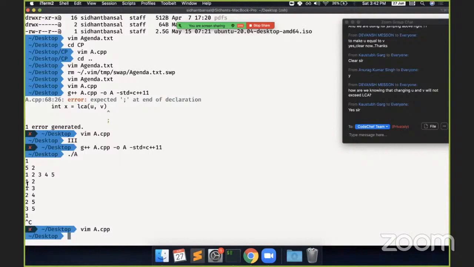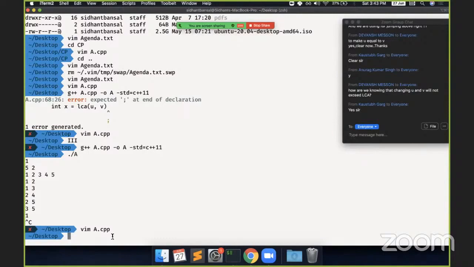Okay, so the tree was this much. Yeah, so 1 had two children, 2 and 3, right? And 2 had two children, 4 and 5. So what's the LCA of 3 and 5? Think about it. The LCA of 3 and 5 is actually 1, which we did print out correctly.